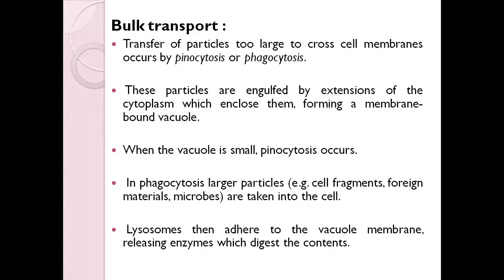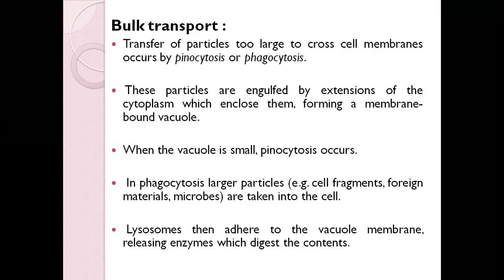Okay, which enclose them, forming a membrane-bound vacuole. Then, if the vacuole is small, it is taken in by the process called pinocytosis. And phagocytosis is usually for large particles, like cell fragments, foreign materials, or microbes. Microbes can be viruses, bacteria, all those. So then what happened?